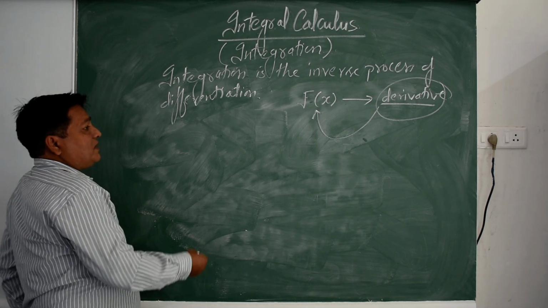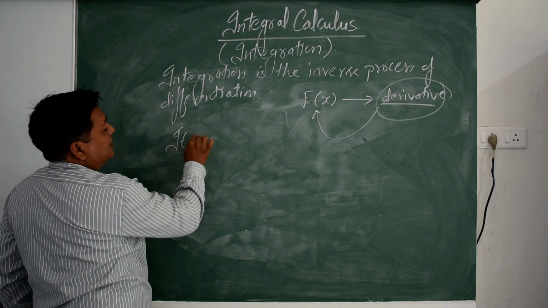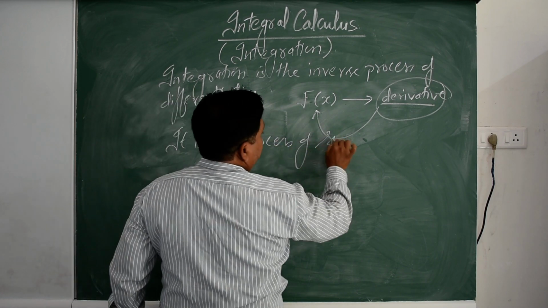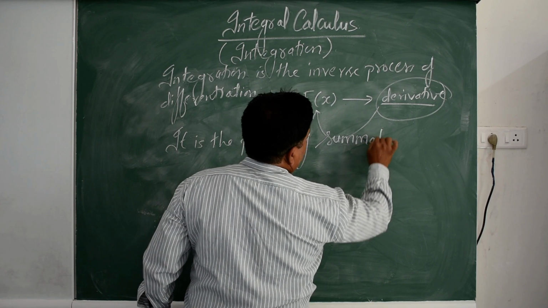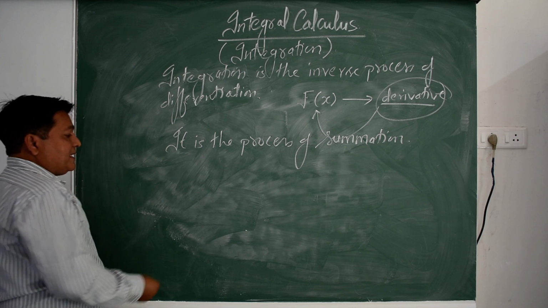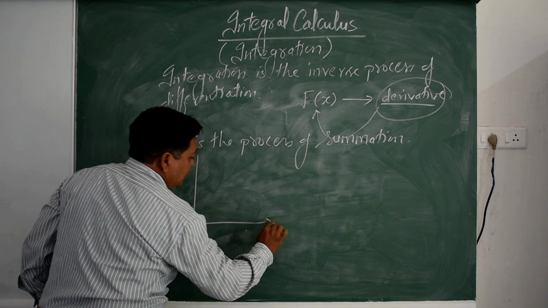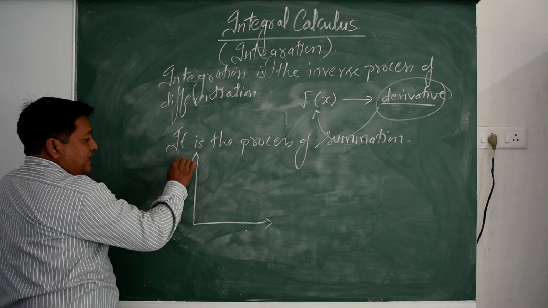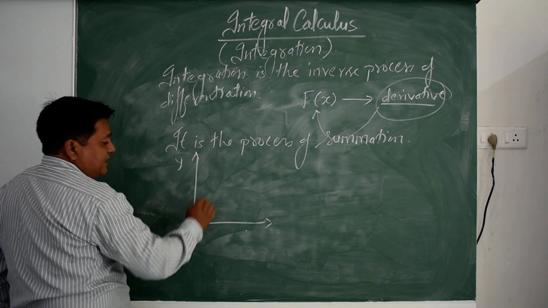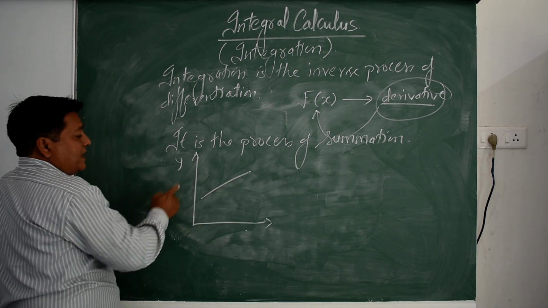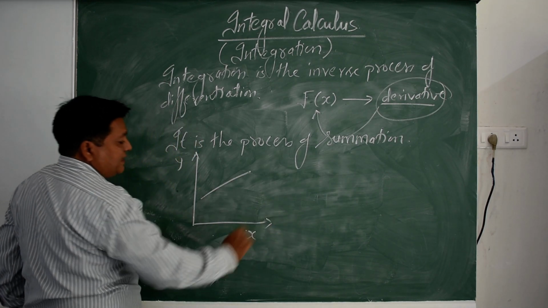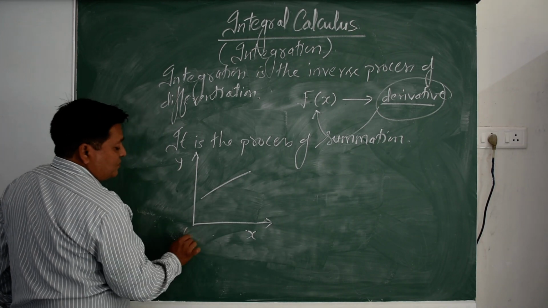It is also the process of summation. How is it the process of summation? Let us see one example. Suppose we have taken a graph where the vertical axis, the y axis, shows height, and the distance is shown by x on the horizontal axis. This is supposed to be the origin here.